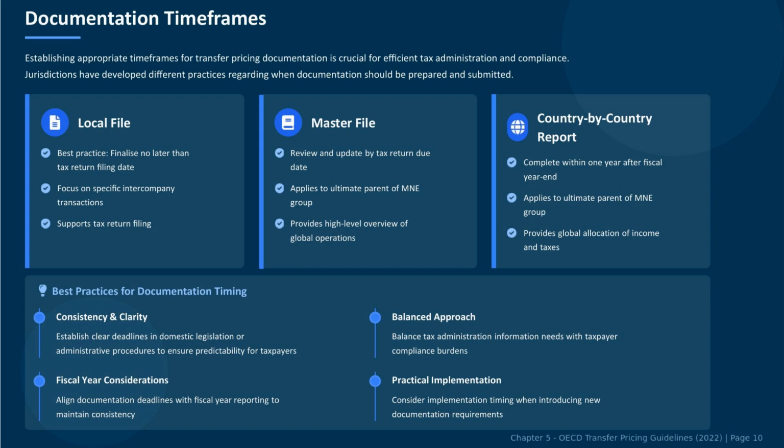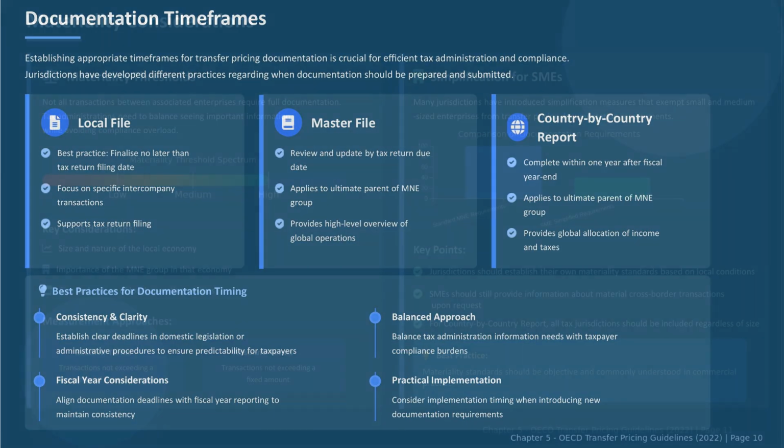Establishing appropriate timeframes for transfer pricing documentation is essential. Local files should be finalized by the tax return filing date, focusing on specific intercompany transactions. Master files require review by the tax return due date, providing a global overview. Country-by-country reports must be completed within a year after fiscal year end, ensuring consistency and clarity in compliance.